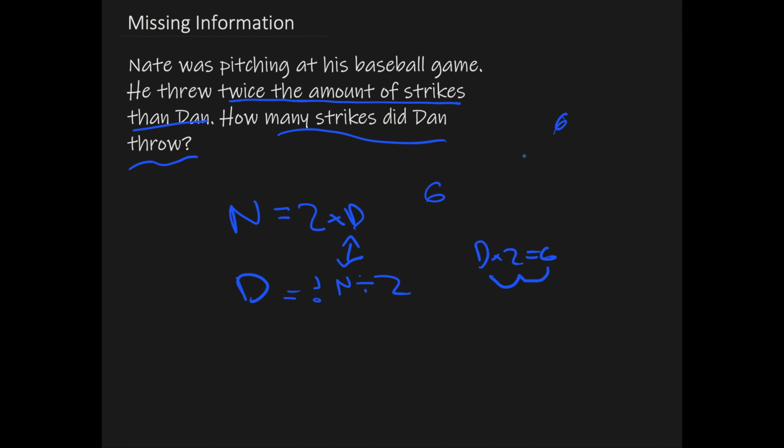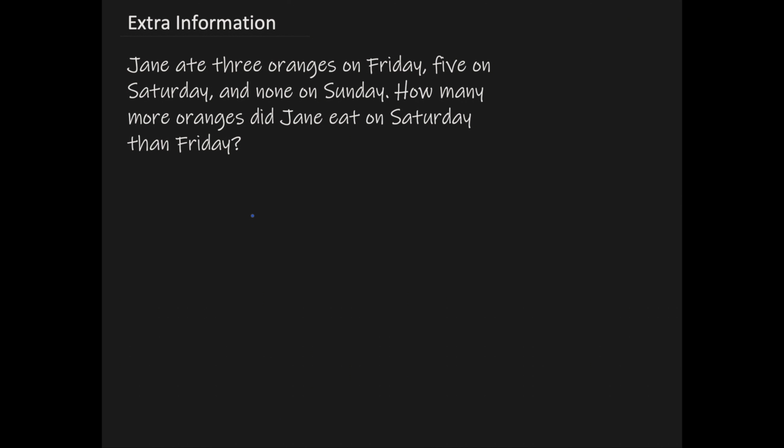So we do 6 divided by 2, and we all know that equals 3. Okay, and then that means that Dan threw 3 strikes. Okay, so that's how you have missing information. Okay, now we're going to talk about extra information.